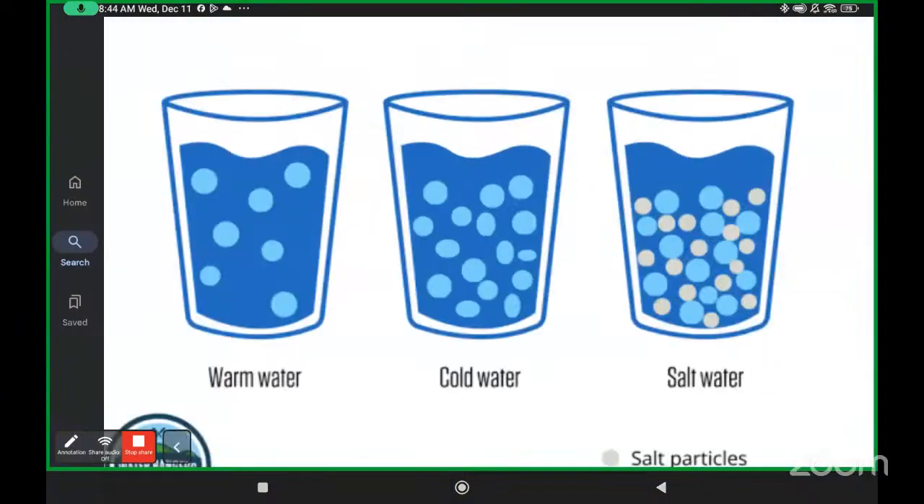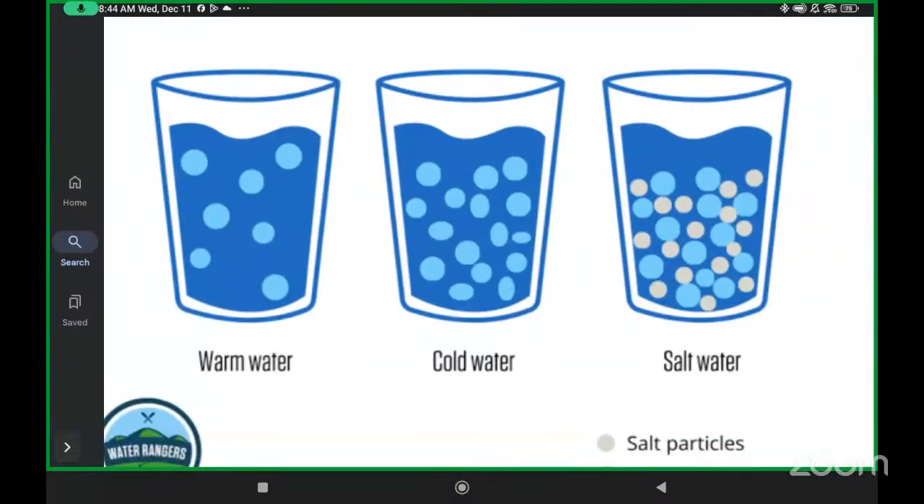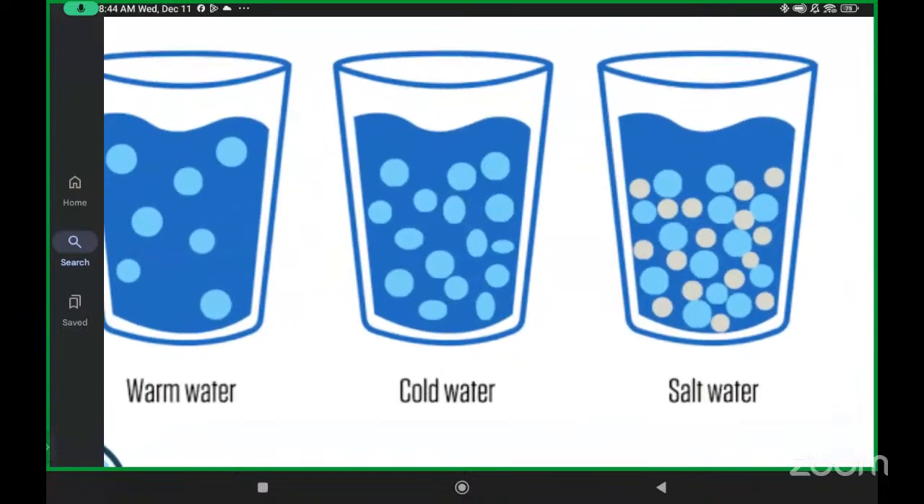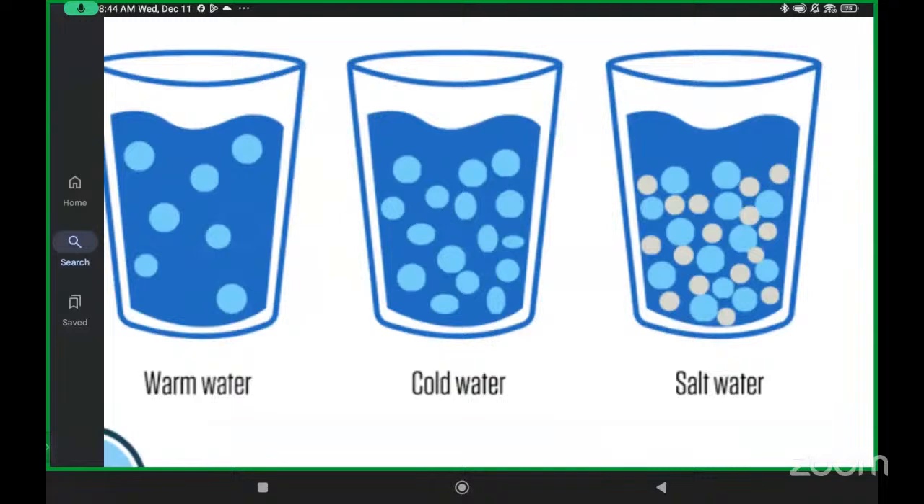Can you see this image on my screen? What happens to the molecules? The blue molecules are the molecules of water. If you can see, the molecules in warm water are pretty far away. Then in the center is the cold water. The molecules in cold water are not too far away, a little bit closer, but they're still far away.